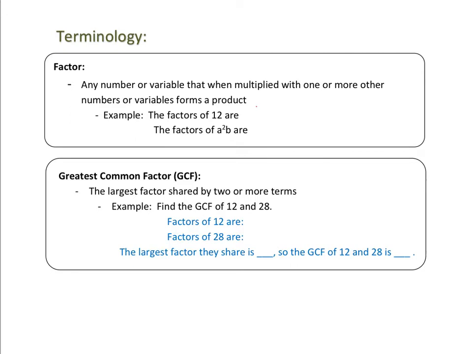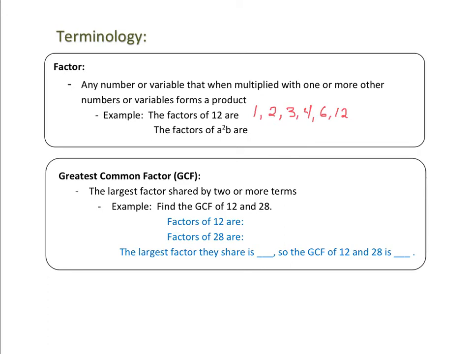So if we list them all out, 12 is divisible by 1, 2, 3, 4, 6, and 12. 1 times 12 equals 12, 2 times 6 equals 12, and 3 times 4 equals 12. So 12 has 6 different factors.